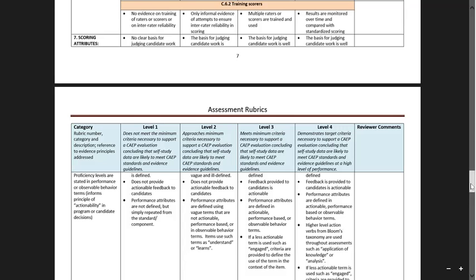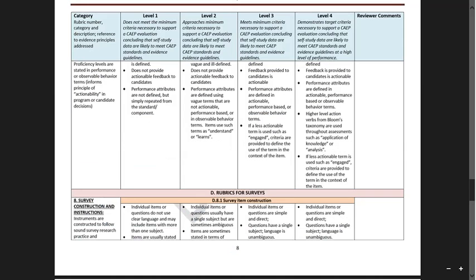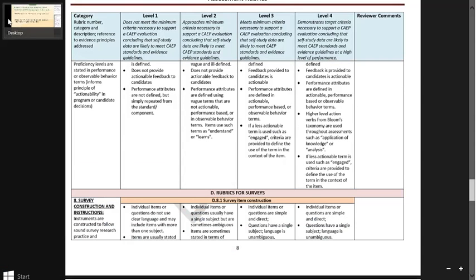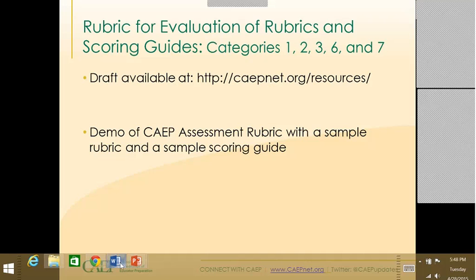Okay? All right. So those are the categories. The next part of this assessment rubric deals with surveys, and we will be talking about surveys in a future webinar. So let me share another couple of items with you.